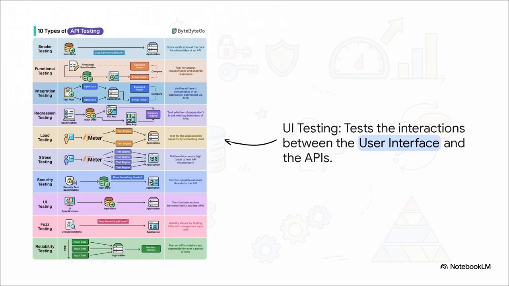Next up is UI testing. The user interface, that's the pretty part of the app you actually see and tap on. But it's completely useless if it's not talking to the API correctly in the background. This test just confirms that when you tap a button on the screen, the API in the background actually does what it's supposed to do.